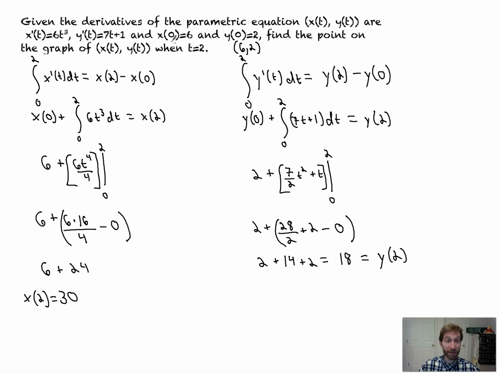So now we have x of 2 and y of 2. So our final value is the point 30 comma 18. Our x value is 30, our y value is 18. Boo-yah. So the moral of the story? Integrating is no different. You split it into two different pieces: how we're moving left and right, how we're moving up and down. It's the story of the day, or days, as you study parametric equations.